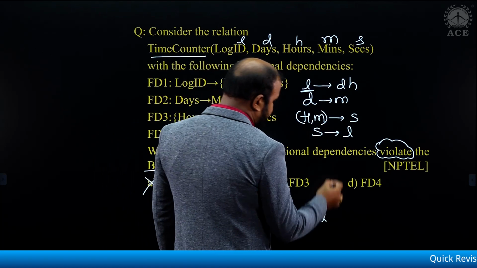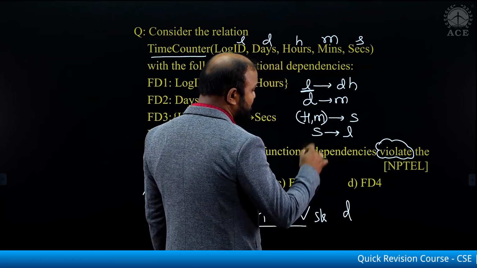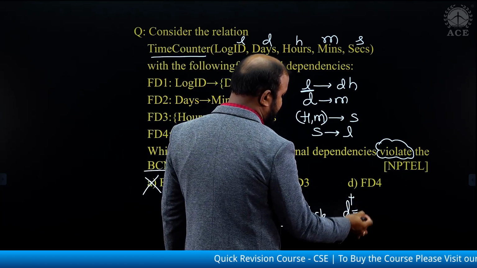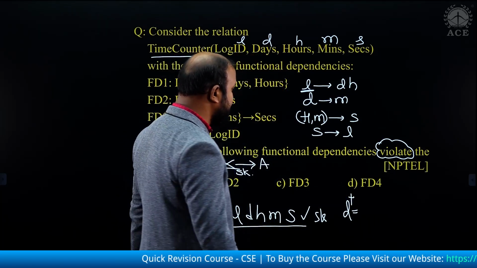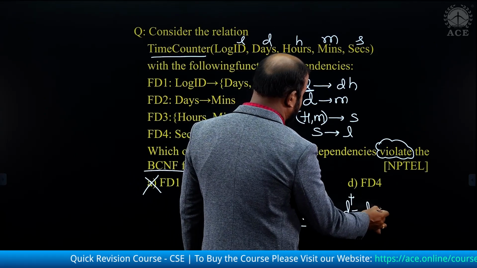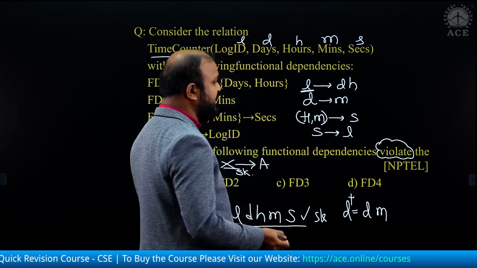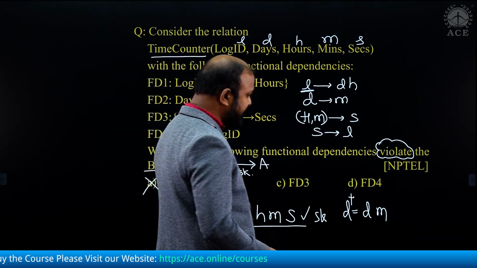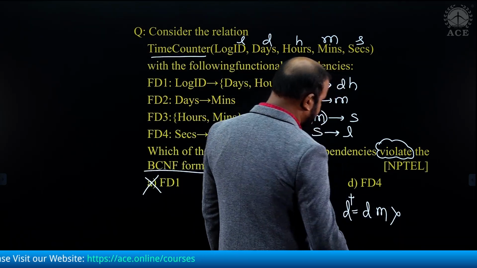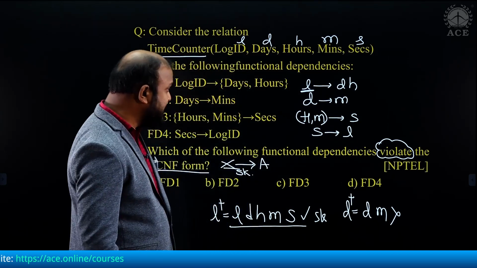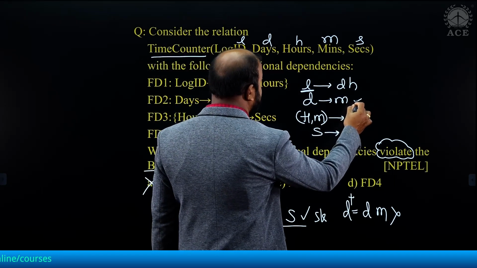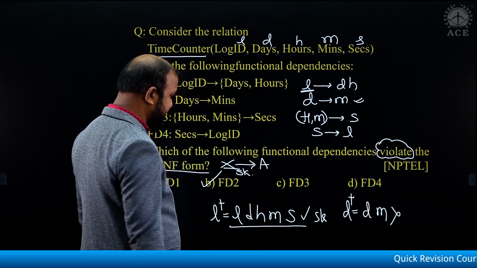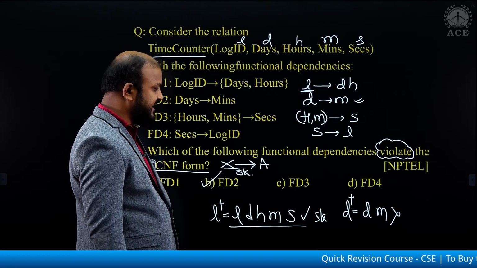FD2. If D to M is to satisfy the BCNF rule, D should be a super key. Whether D is a super key or not, how can I verify? By finding the closure of D. What is D closure? D, with D, M is possible. Anything else? No. With D closure, you are not getting all attributes. Then I can call D is not a super key. Because D is not a super key, this is violating the BCNF rule. That is functional dependency two. Because the question is about violating, I can say FD2 is violated.